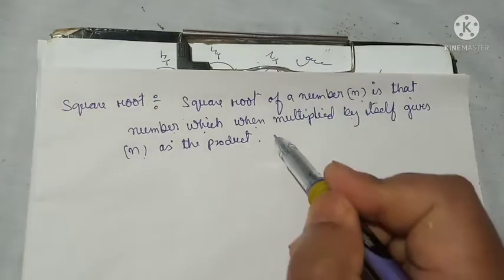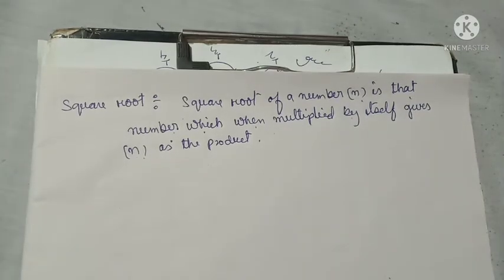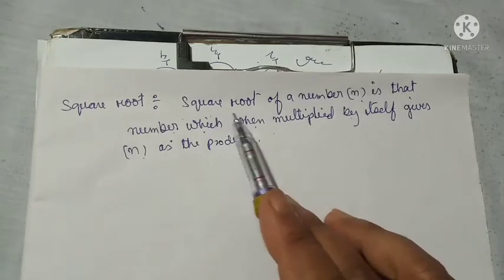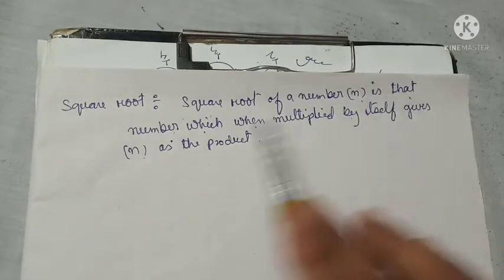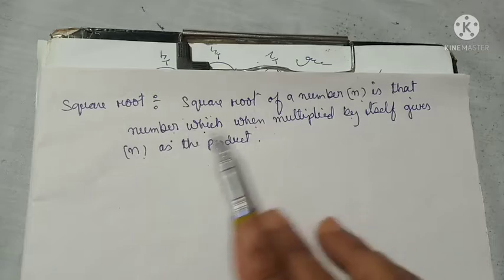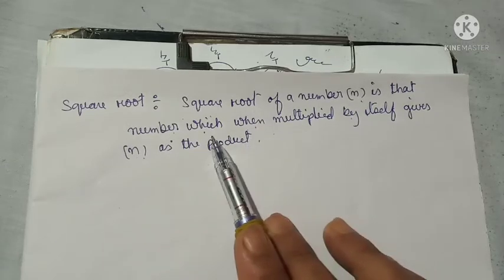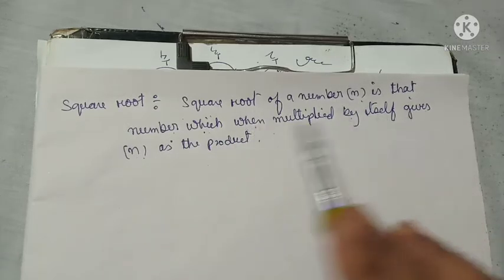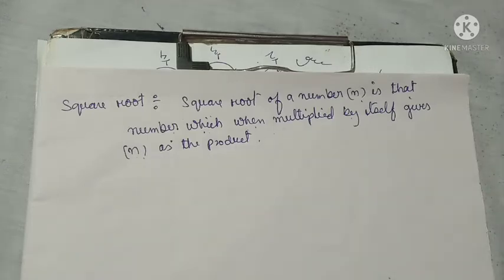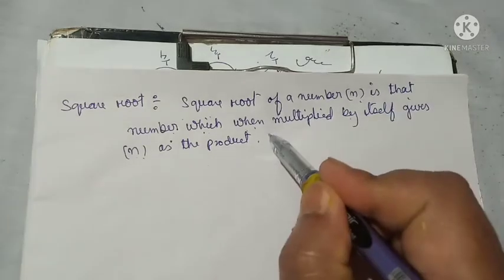Or in other words, square root of a number is that number which when multiplied by itself gives n as a product again.